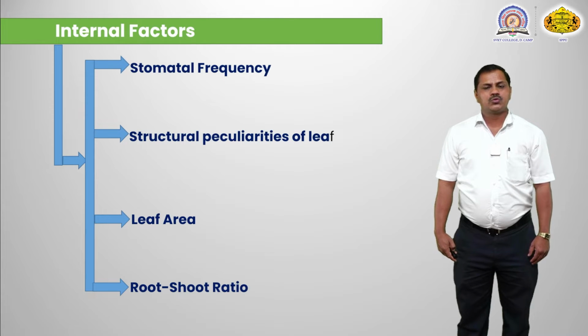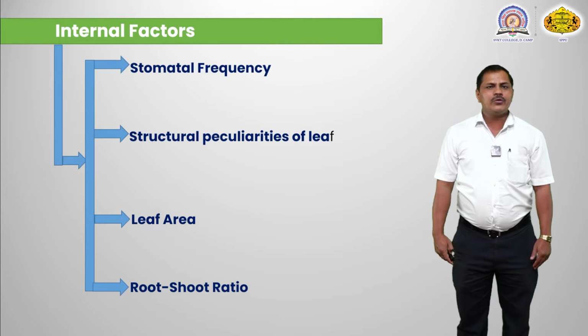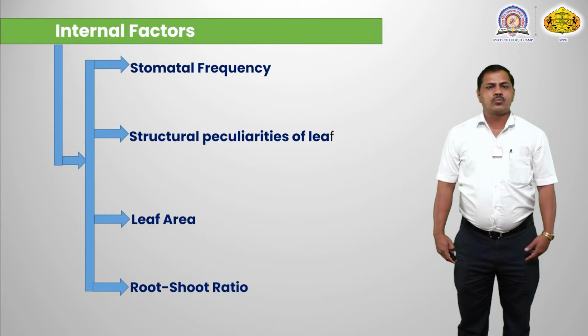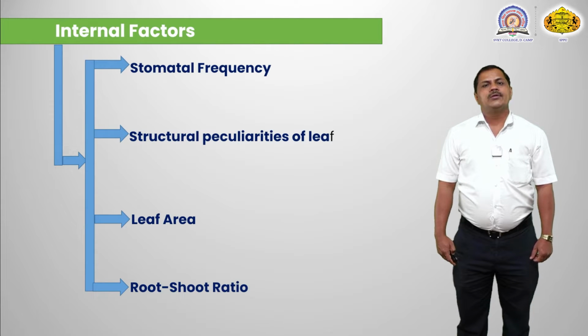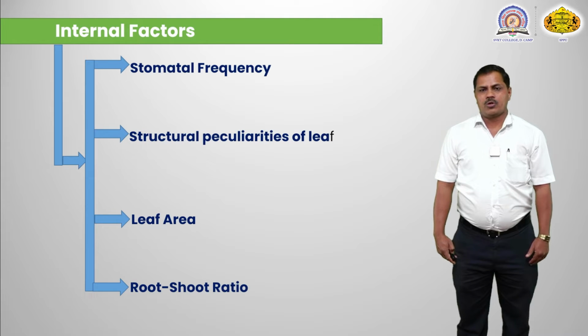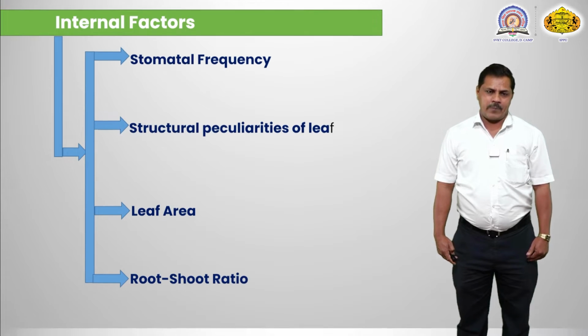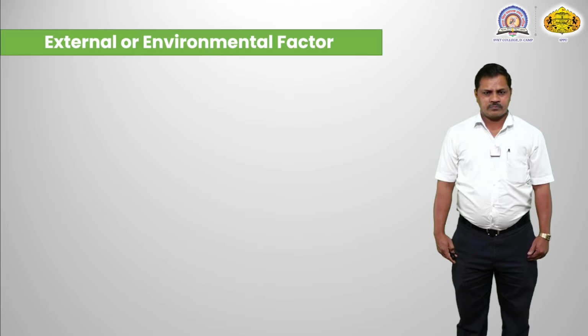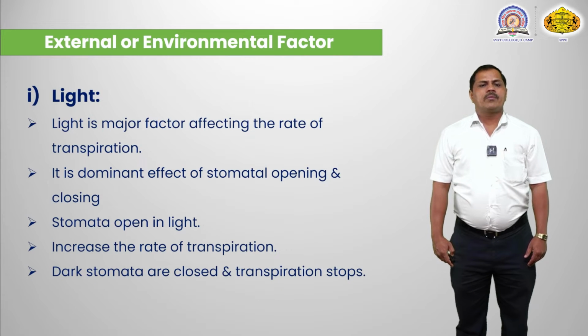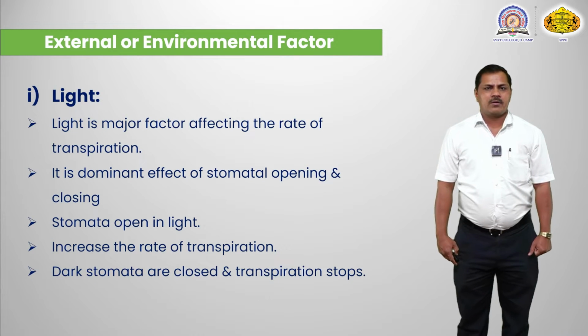Another factor is the root shoot ratio. Depending on the shoot and the presence of the root, there is also a major effect on the loss of water molecules to the atmosphere, or transpiration. It can also be affected by them. We will discuss the external or environmental factors one by one.